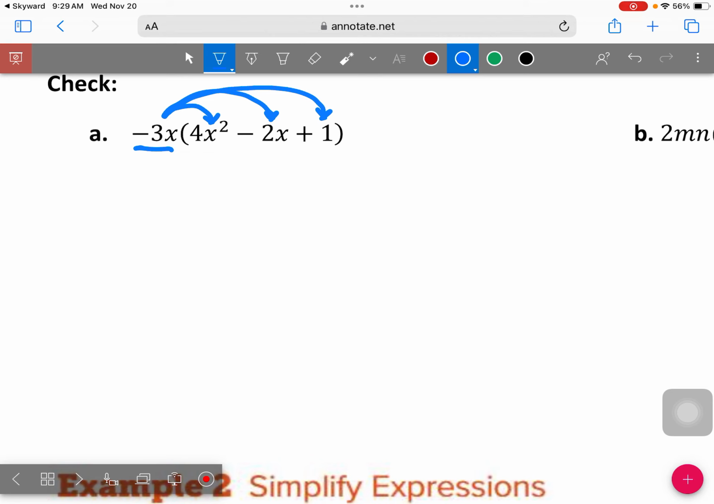Remember, when you are multiplying powers that have the same base, you add those exponents.